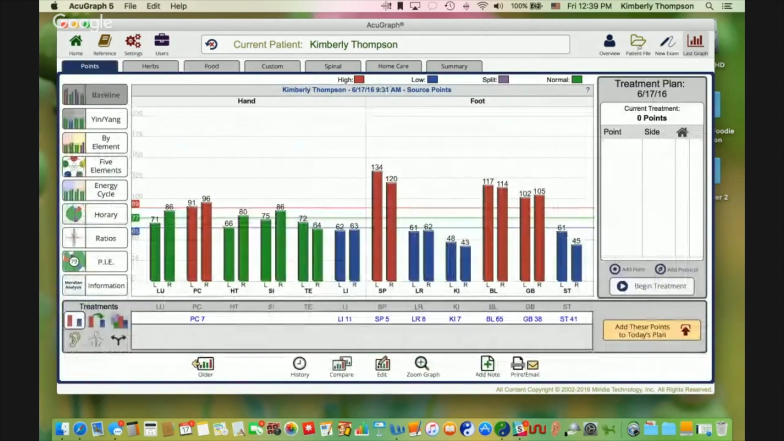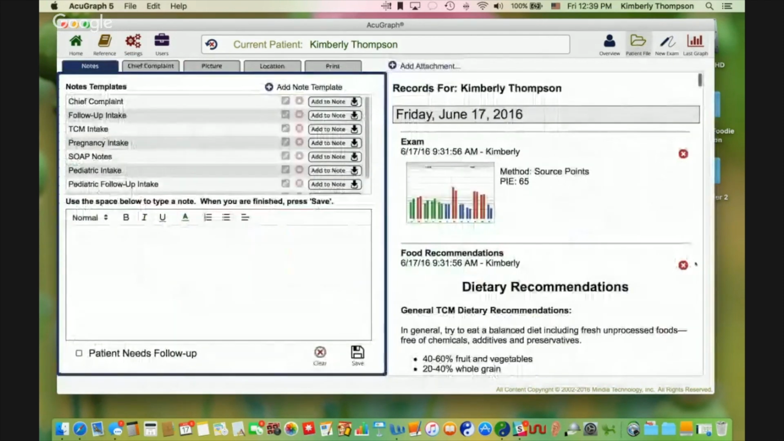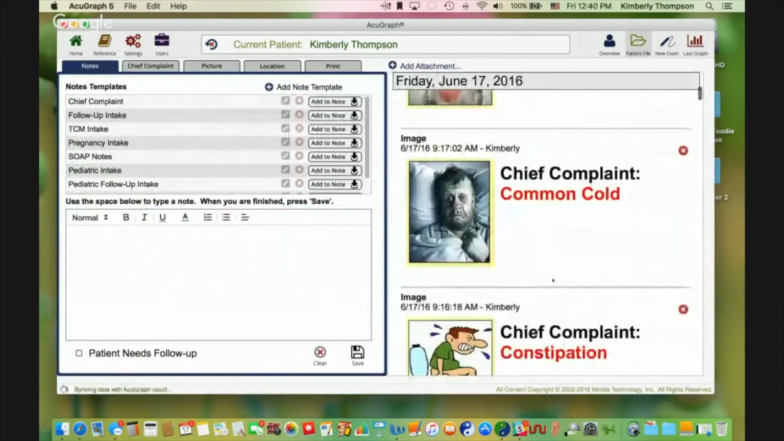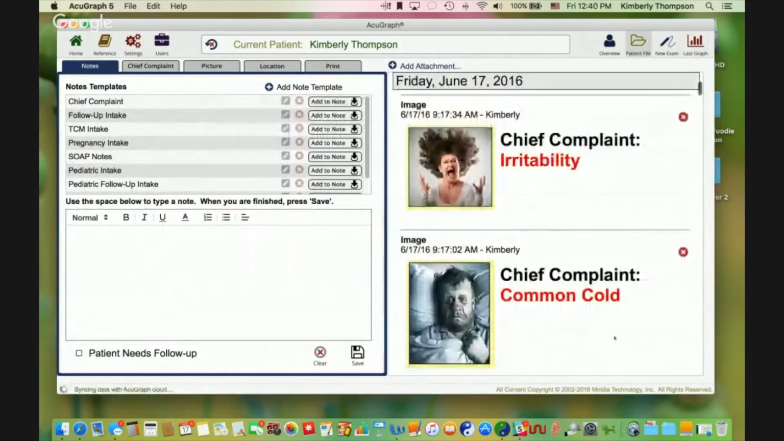We'll do a couple more examples here. We'll go back to the patient file. Notice, because I'm doing it off of one file, I'm deleting my food recommendations so that I can do something different. So the next two that we're going to look at are common cold and irritability.